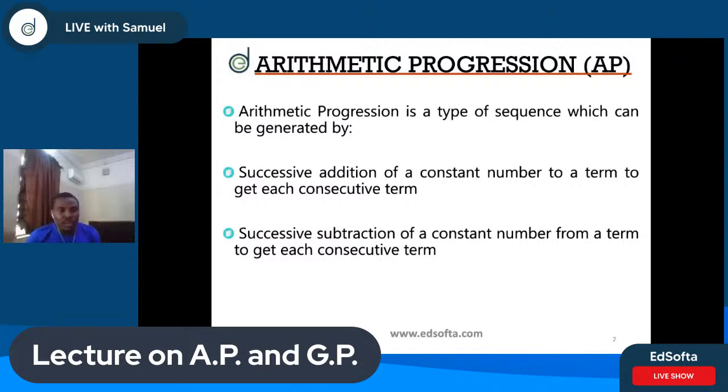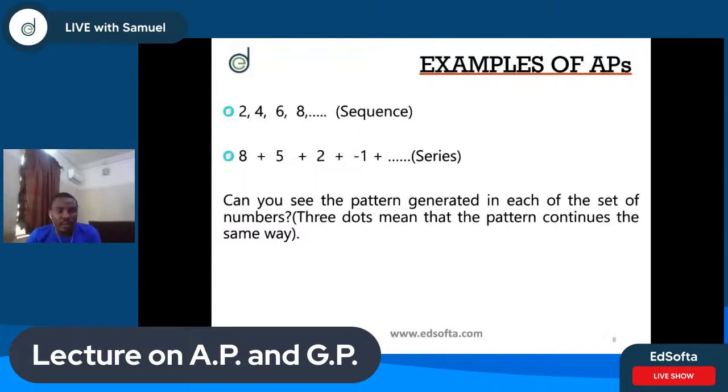It can also be the other way round. It can be a successive subtraction. So take for instance the second series under that, we have minus 3. So they are subtracting 3. 8 minus 3 is 5. 5 minus 3 is 2. 2 minus 3 is minus 1.